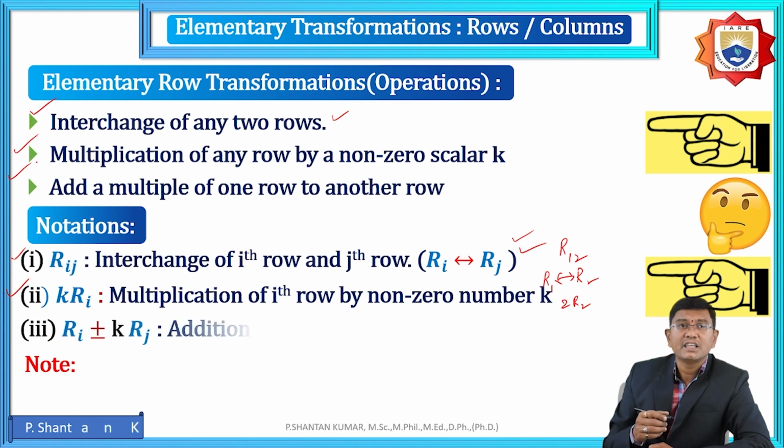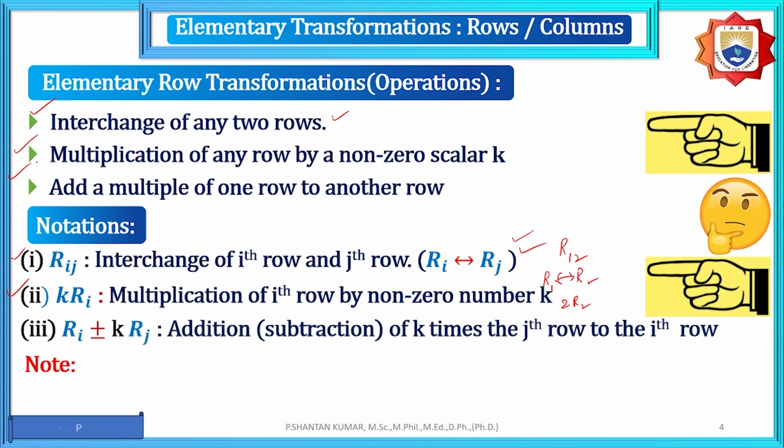And notation wise, here it is ri plus or minus k into rj. That means addition or subtraction of k times the jth row to the ith row. One of the examples is r1 plus 2 into r2. Here i is 1, j is 2, and k is 2. Sometimes we consider a negative number, that is r2 minus 3 into r3. That is the meaning of ri plus or minus k into rj, adding a multiple of one row to another row.